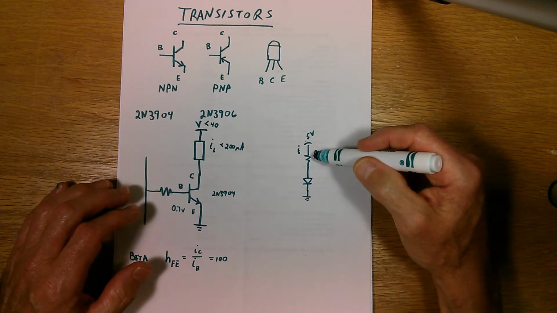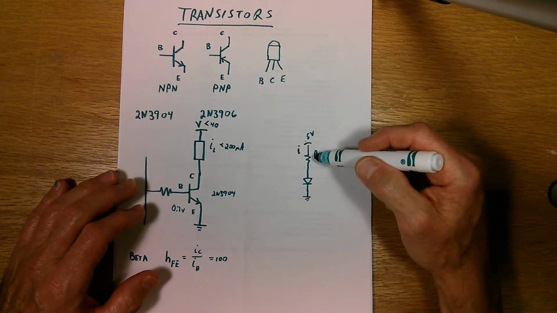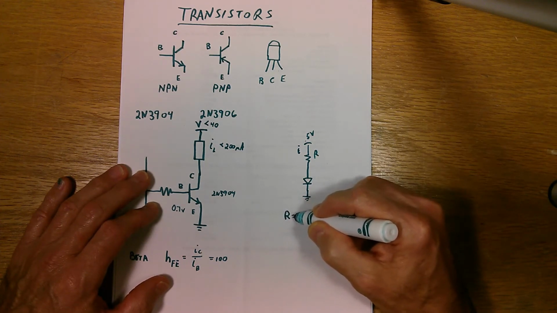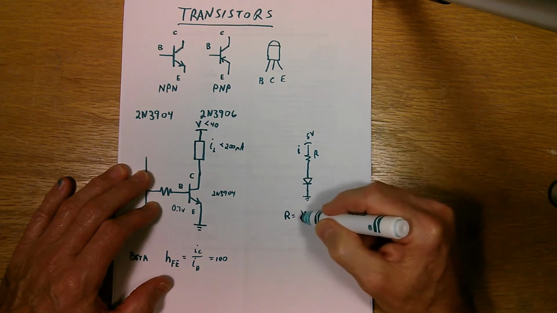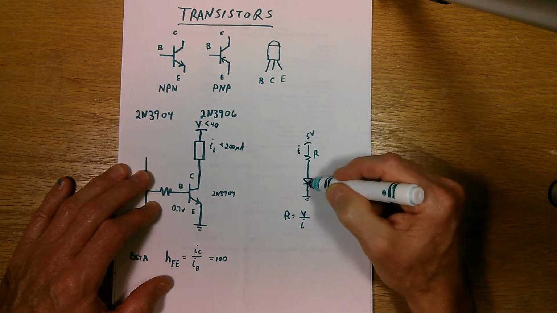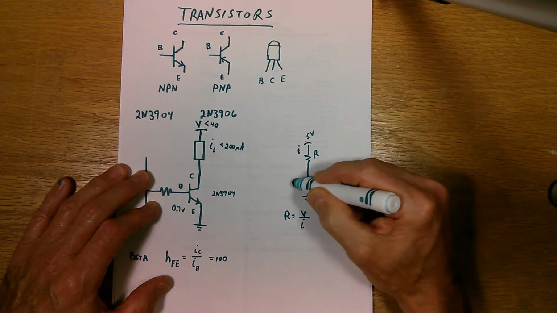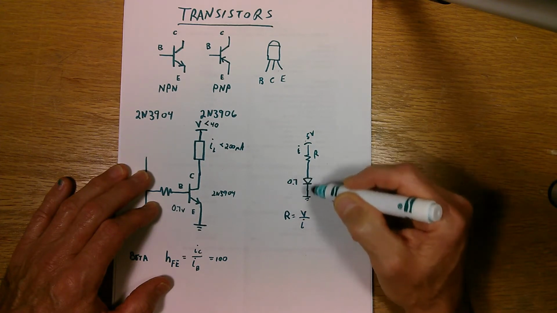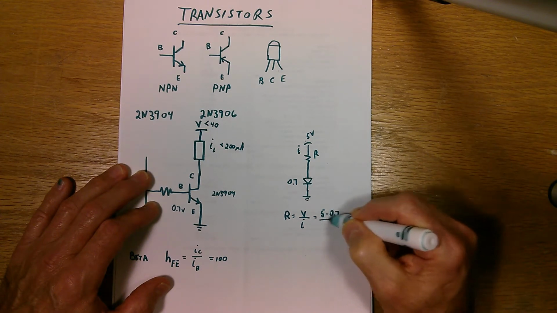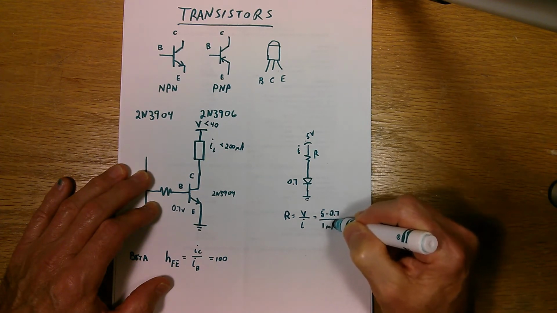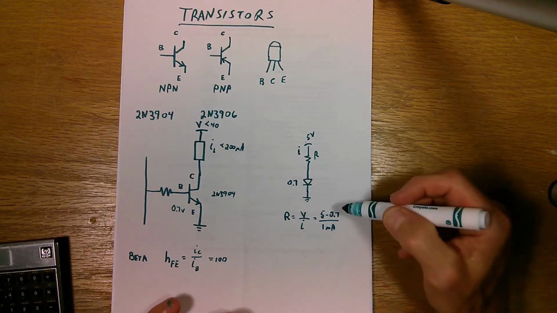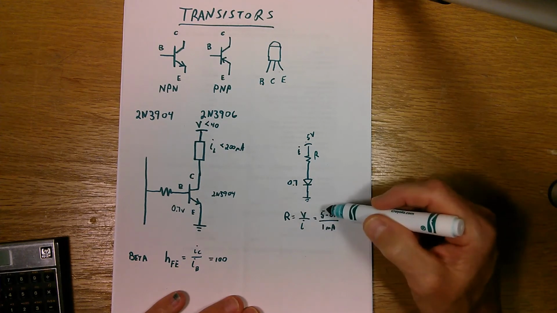So to figure out the resistor that we need to limit the amount of current there, we just simply rewrite Ohm's law, and we go R equals the voltage across that resistor divided by the current flowing through it. And the voltage across it is 5 volts minus the voltage drop across the diode here, which is 0.7. So we've got 5 minus 0.7 divided by, in my case here, 1 milliamp. And that's how you come up with the value of the resistor.